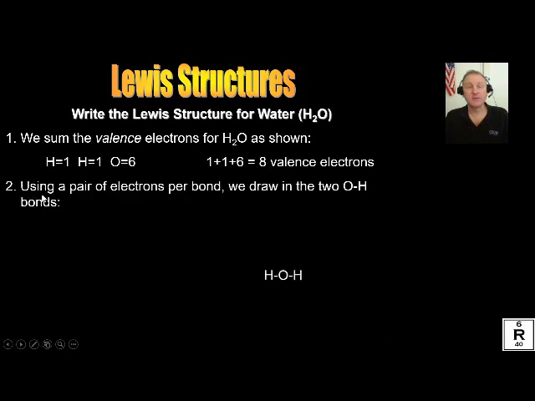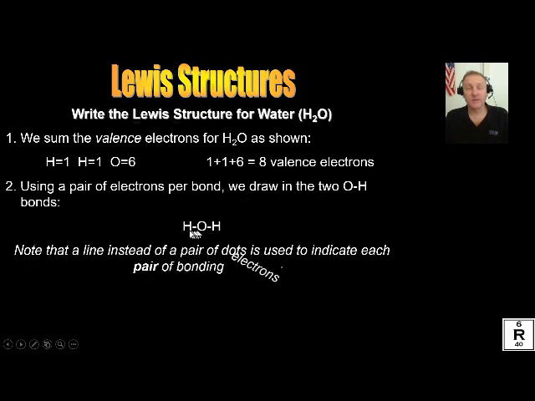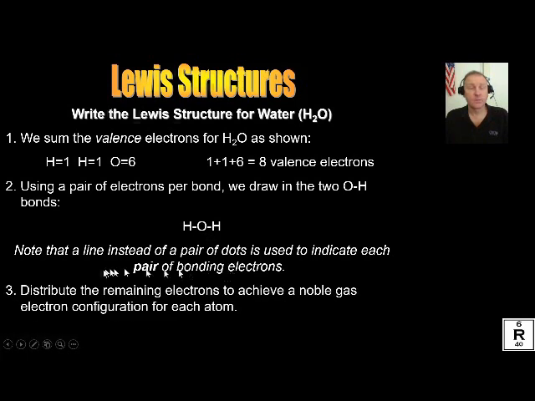The next thing you do is you connect everything together. And as we connect things together, those are the bonds. So we have the H connected to an oxygen and another H connected to the oxygen. And so we've connected it all together. So note that a line instead of a pair of dots is used to indicate the pair for bonding electrons. So right now we've used 4. There's 2 electrons here and 2 electrons there as well.